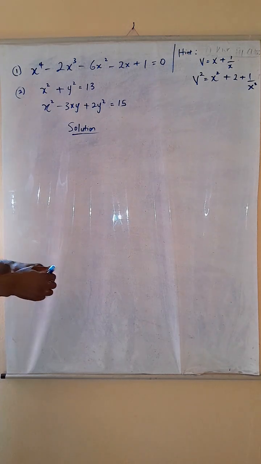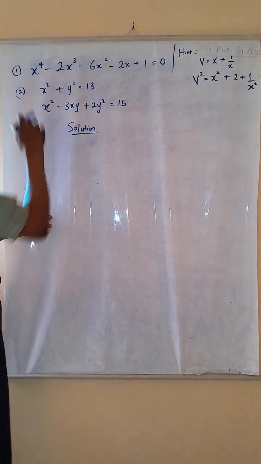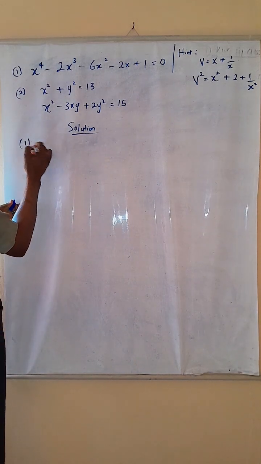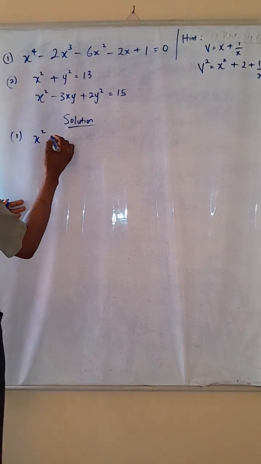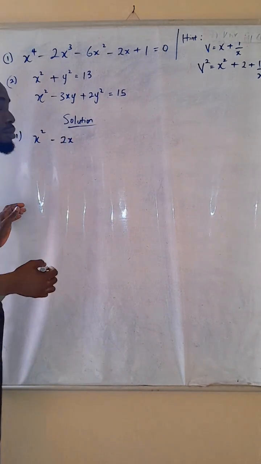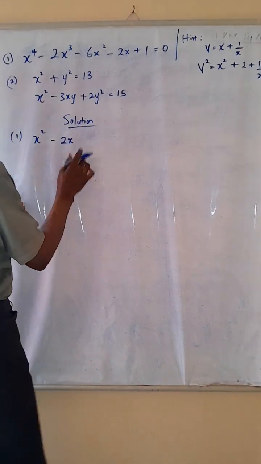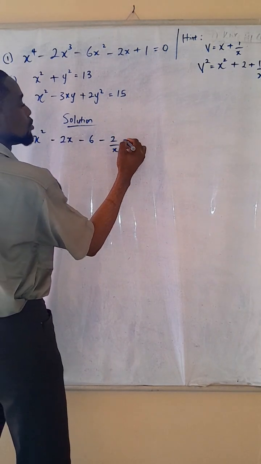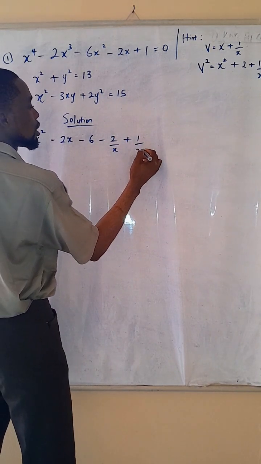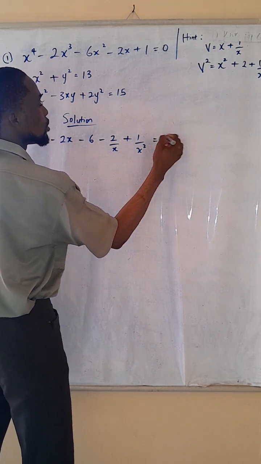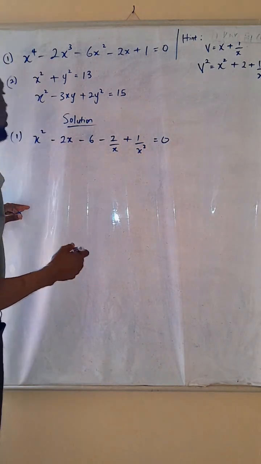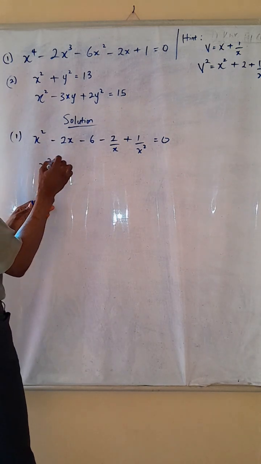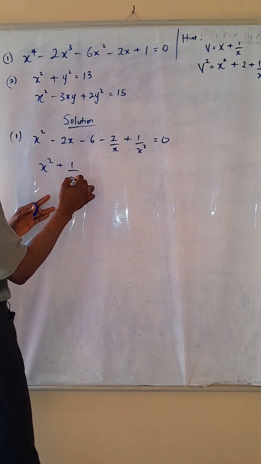At this point, what do I now have? I will then reduce this by x squared. How does it become? So number 1, I have x to the power 2 minus 2x, I'm reducing all by x squared, minus 6 minus 2 over x, then plus 1 over x squared equals to 0. At this point, let's bring them together. That's x squared plus 1 over x squared.